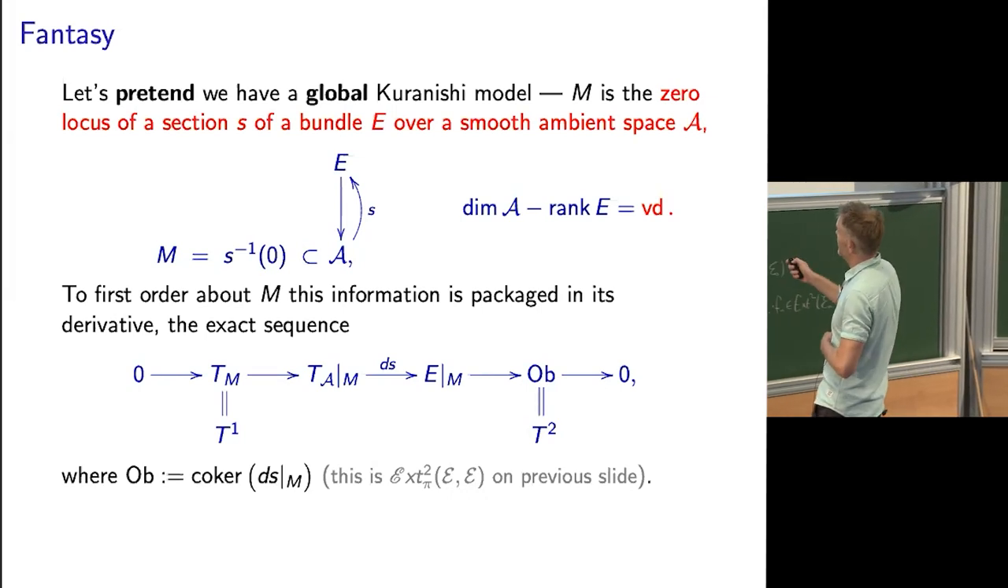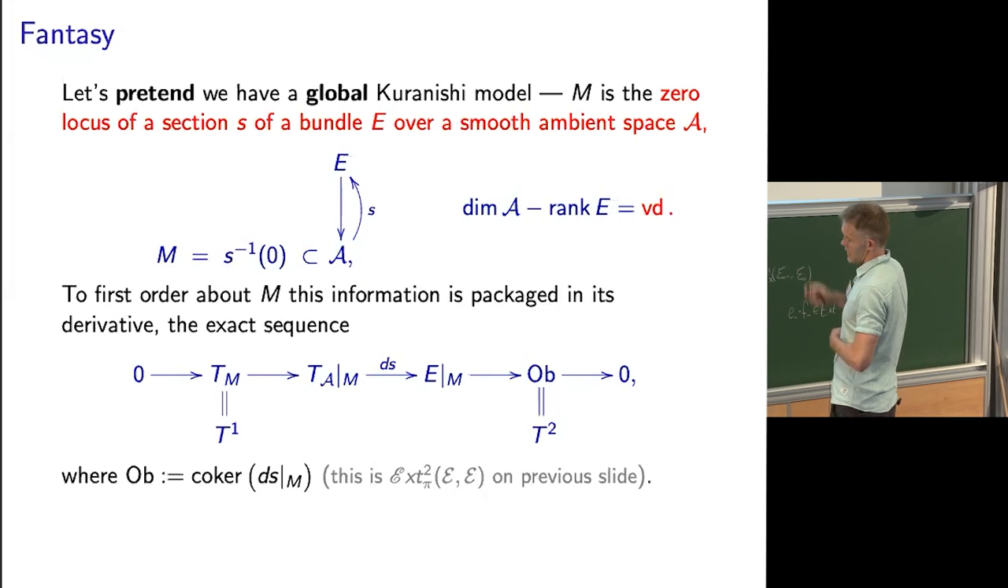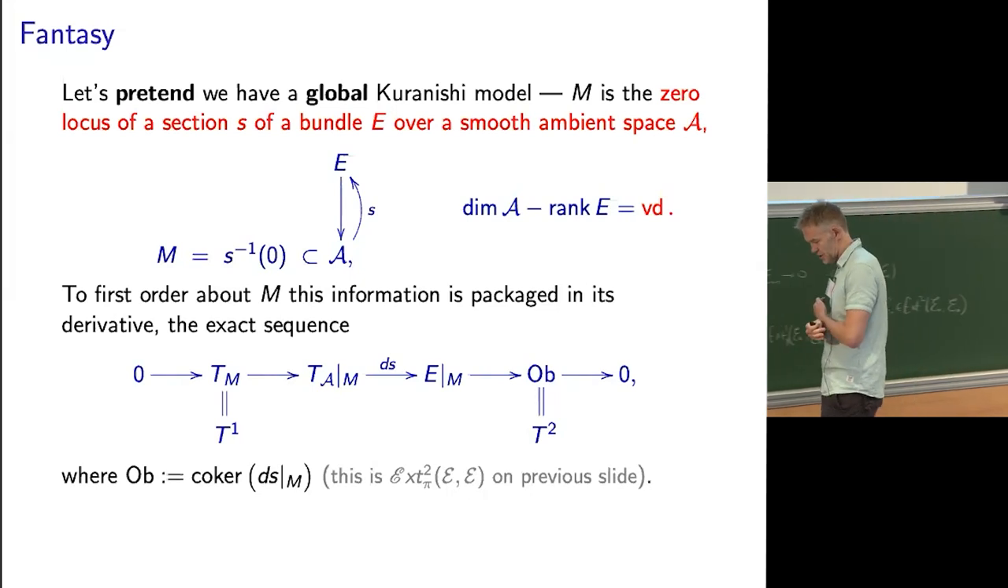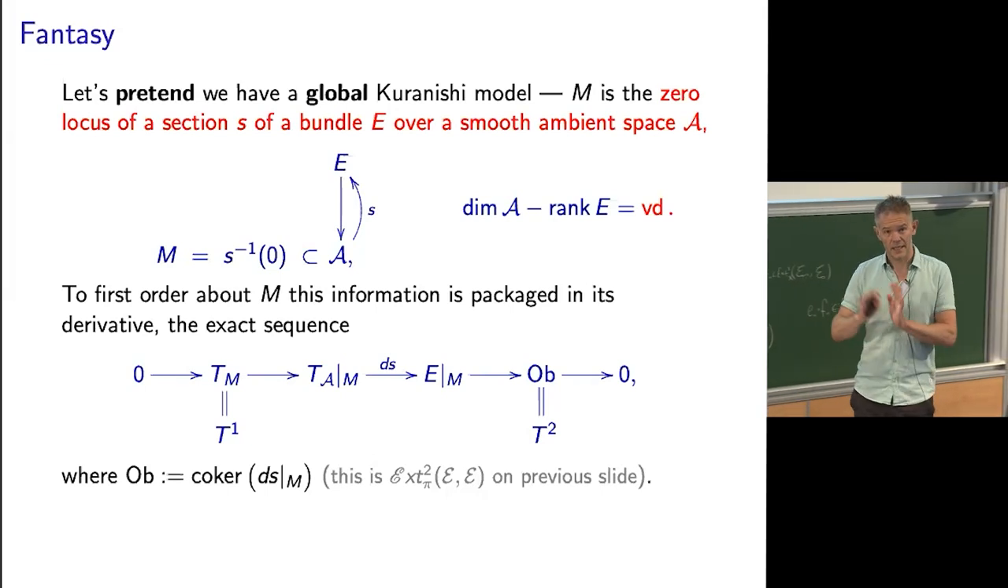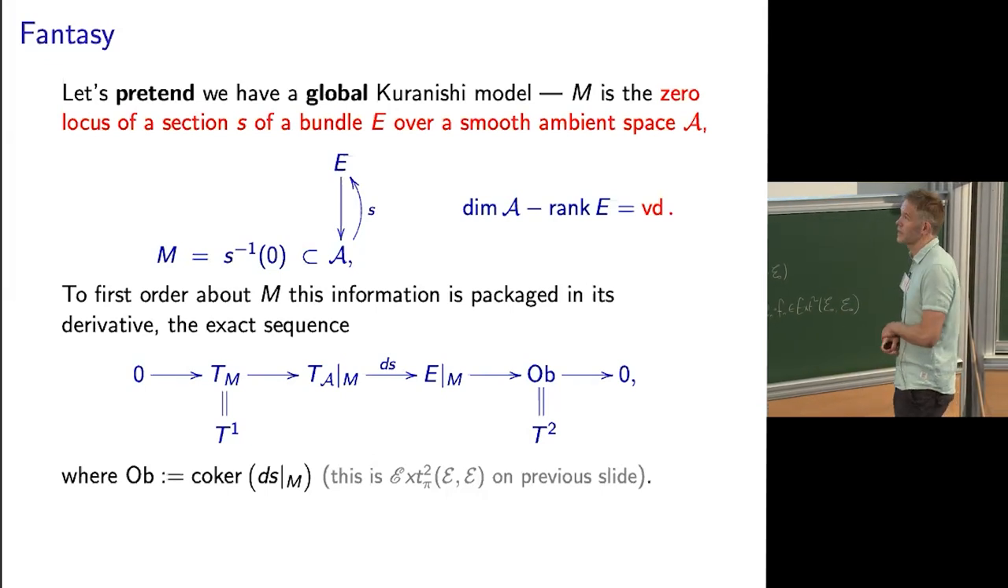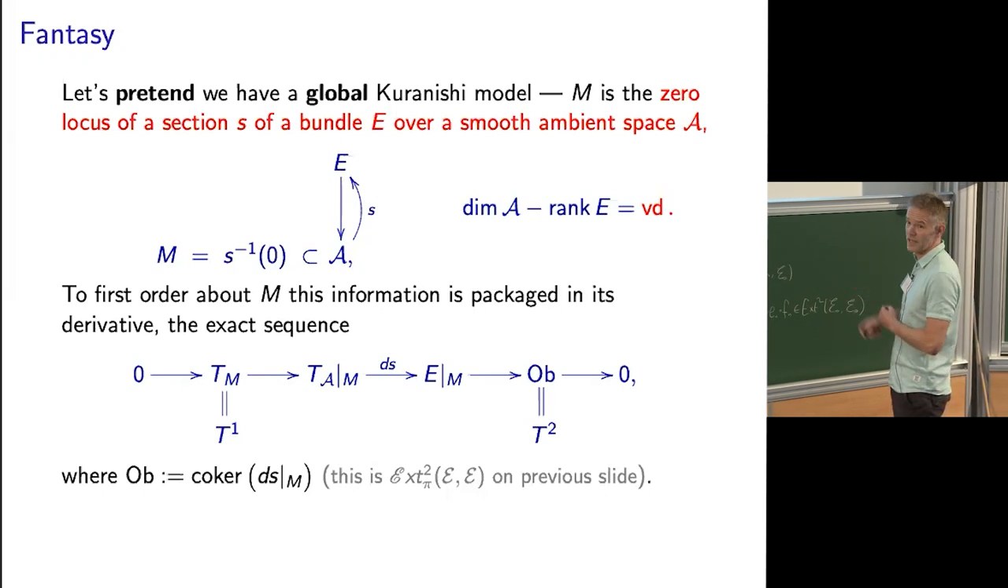And if DS is onto, so S is transverse to the zero section, then there's no obstruction space. And that linear description is completely accurate. The moduli space looks locally analytically like its tangent space. Okay, the linear theory tells you everything. That's when DS is transverse.